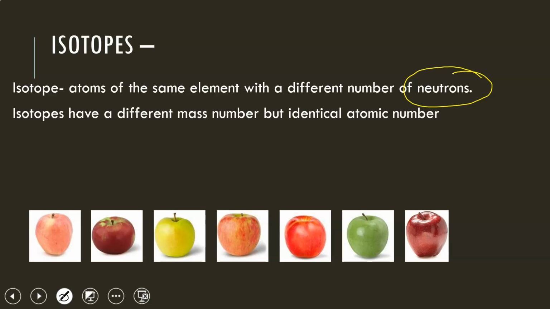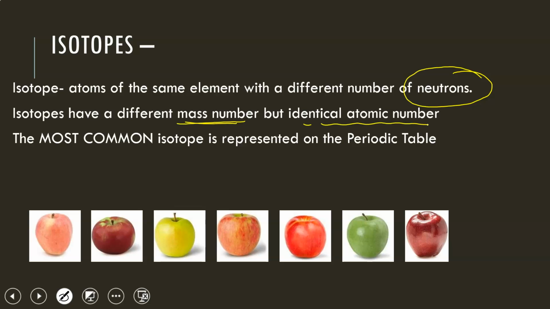So isotopes have a different mass number. The mass number is going to change, but the atomic number stays the same, okay? Because the neutrons are changing, the mass number changes. The atomic number is only protons or electrons. That's why it stays the same. The most common isotope is what's represented on the periodic table.